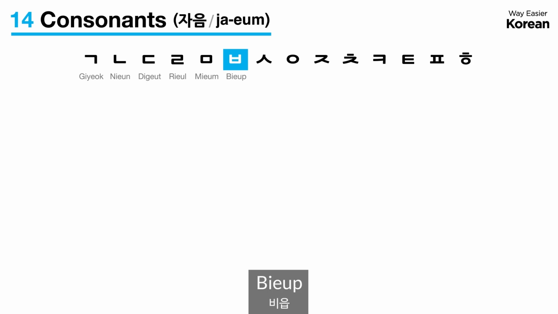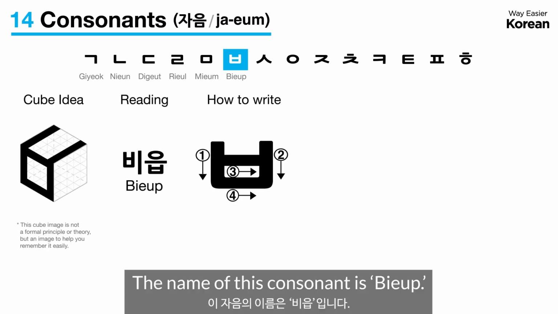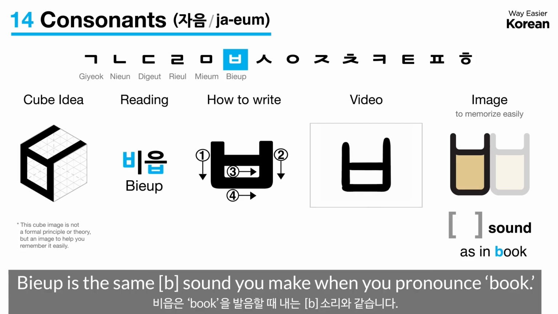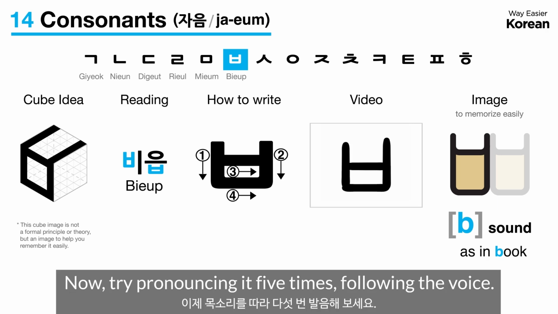비읍. The name of this consonant is bieup. Bieup is the same B sound you make when you pronounce book. Now, try pronouncing it 5 times, following the voice.